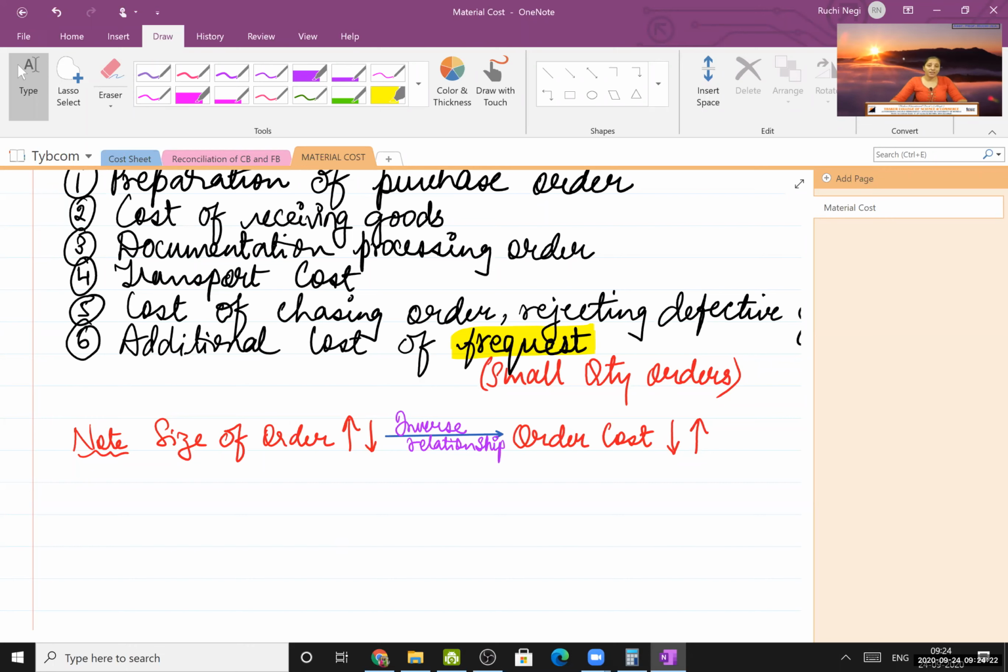But if she plans that she will take 3 months of purchase together, 60 kg, 60 kg, 60 kg, then her number of visits to DMart will decrease. Okay, so her order cost will decrease. So if she is increasing the size of the order, then her ordering cost of placing the order will decrease.